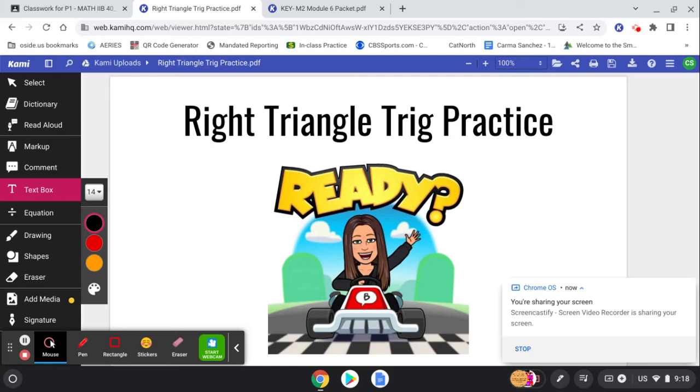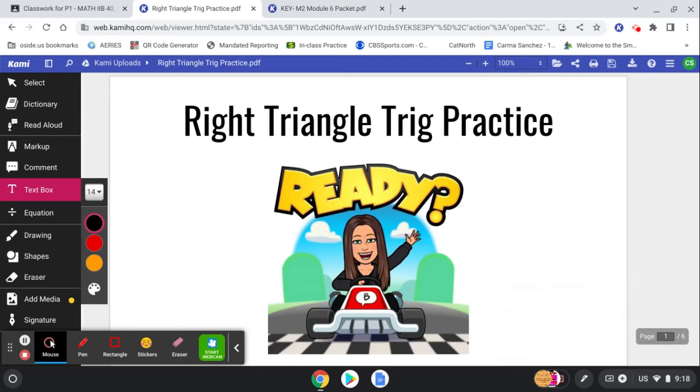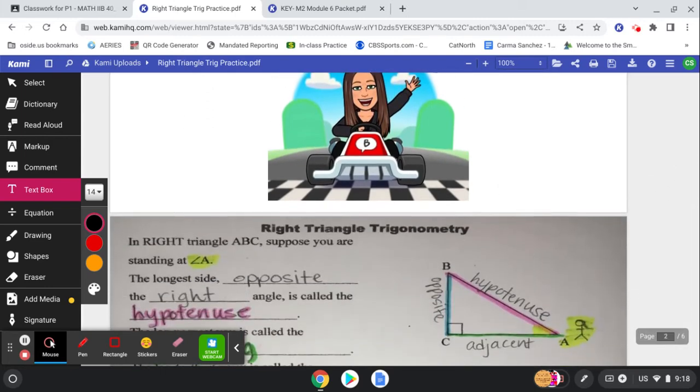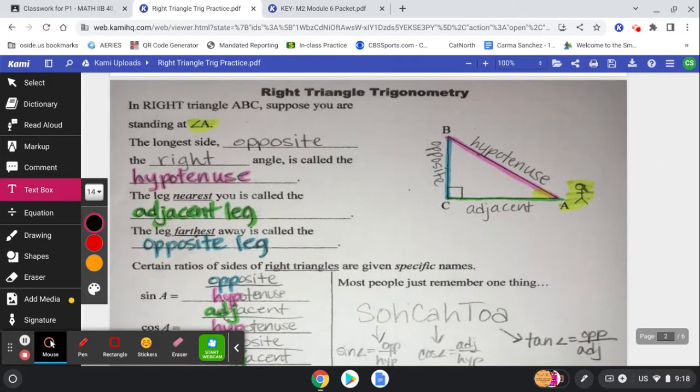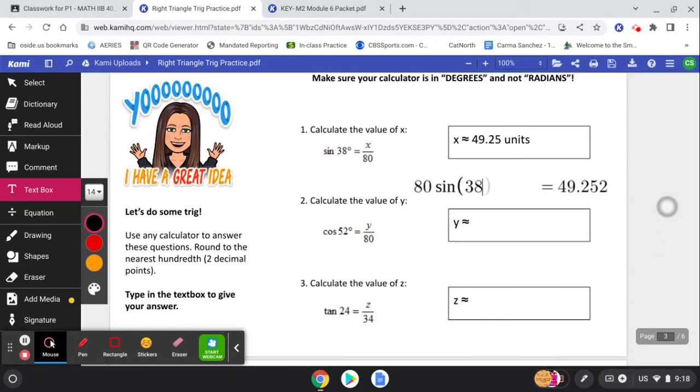Okay, today we're going to do a digital doc right triangle trig practice assignment. And if you notice, I am referencing the notes that you did on Monday, so please take those out to have handy while you're trying to figure these ones out. Okay, so here we are on slide 3, and they're just testing to make sure you know how to type this into the calculator or type this into Desmos and that you're in the right mode.